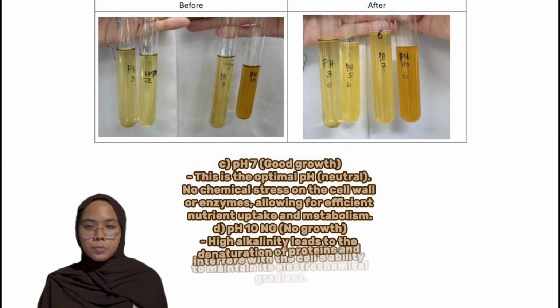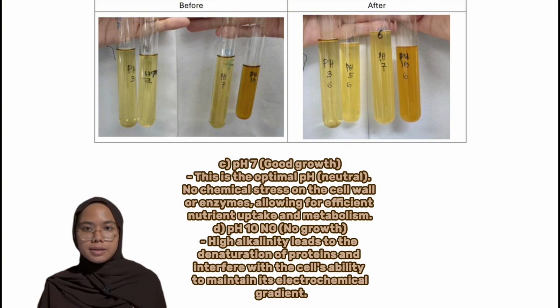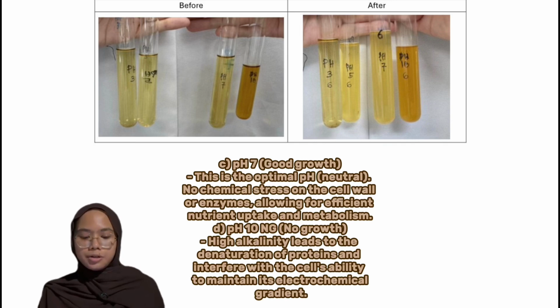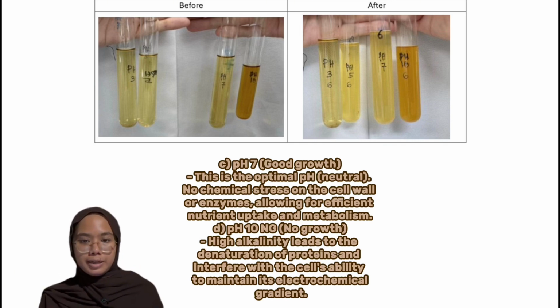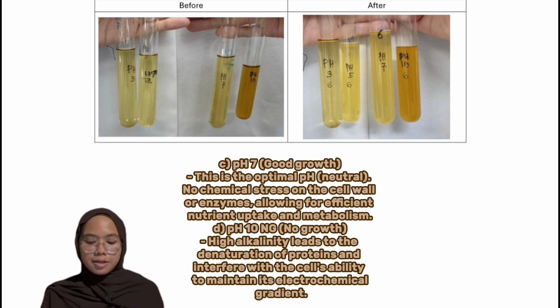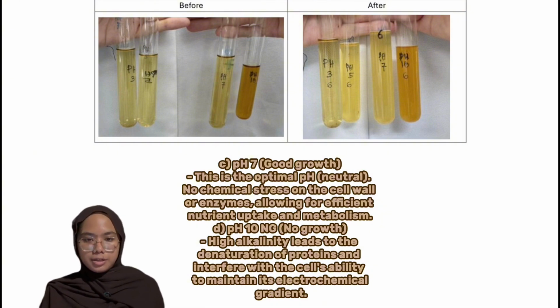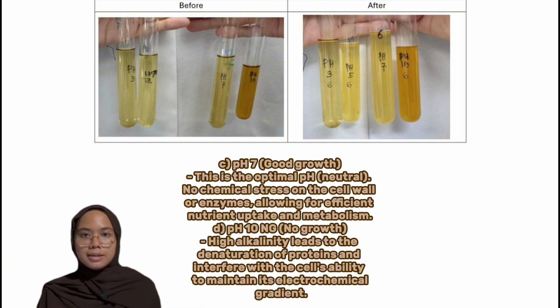At pH 7, we see good growth. This is because pH 7 is the optimal pH for the E. coli bacteria. As a result, nutrient uptake and metabolic processes occur more rapidly. Lastly, at pH 10, there is no growth. The highly alkaline condition causes protein to denature and interfere with the cell's ability to maintain its shape.